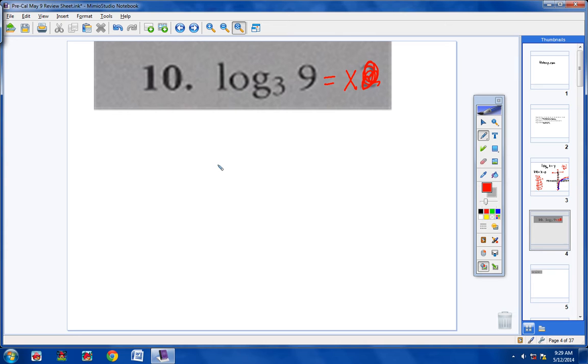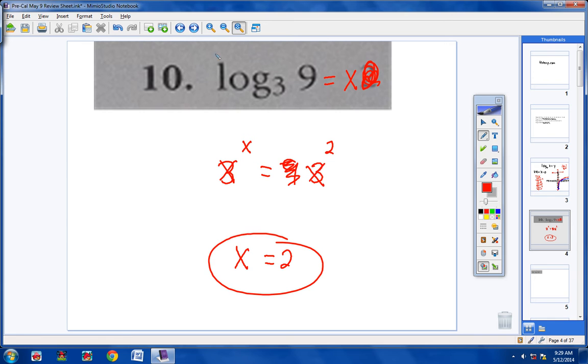So what we do next, Caleb, is we write it exponentially. So 3 to the x equals 9. And then what you're trying to do now is you're trying to write both sides with the same base. And so my 9 can be rewritten as 3 squared. And now notice both sides have a base of 3. Well, when both sides have the same base, you can basically just cross off the base and set the exponents equal. So obviously x equals 2. All right, let's move on to the next one.